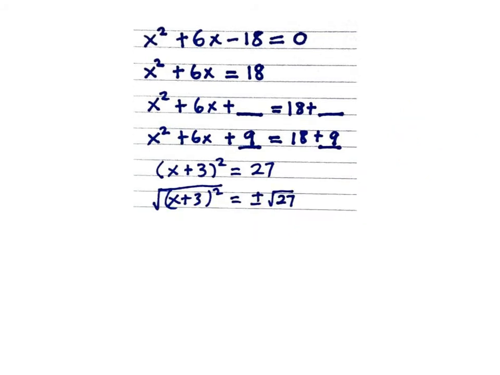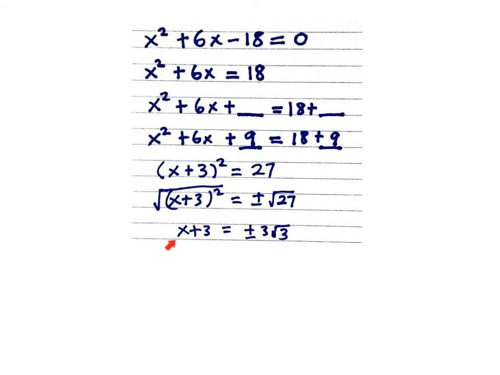Here is taking the square root of both sides, like I just explained on the previous screen. The square root cancels the square, and then plus or minus the square root of 27. Here is the square root taken away with the square, and here is the 27 simplified to 3 root 3.